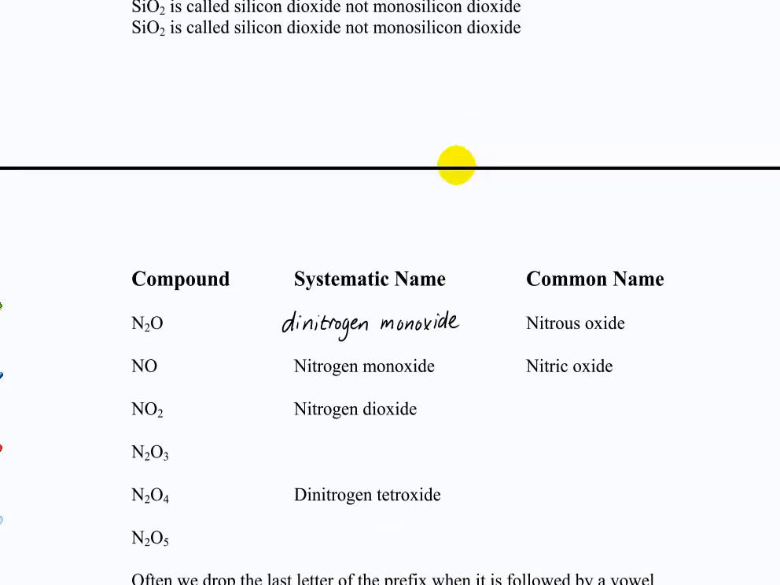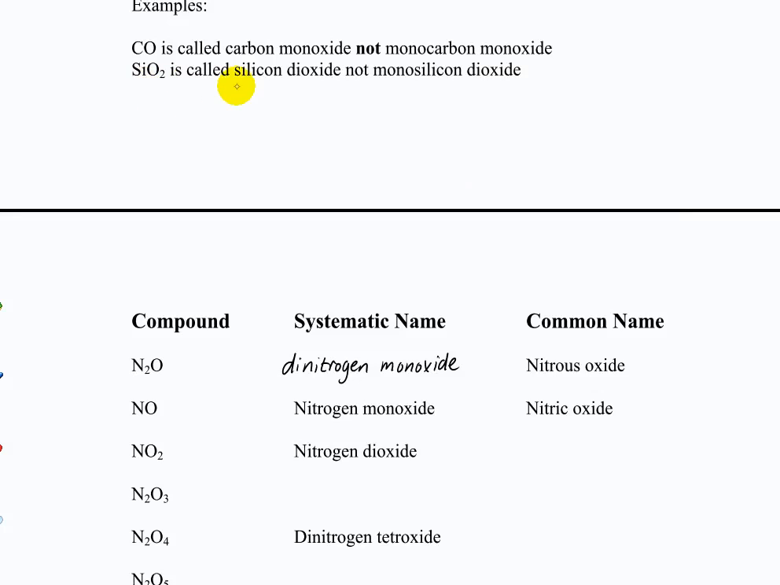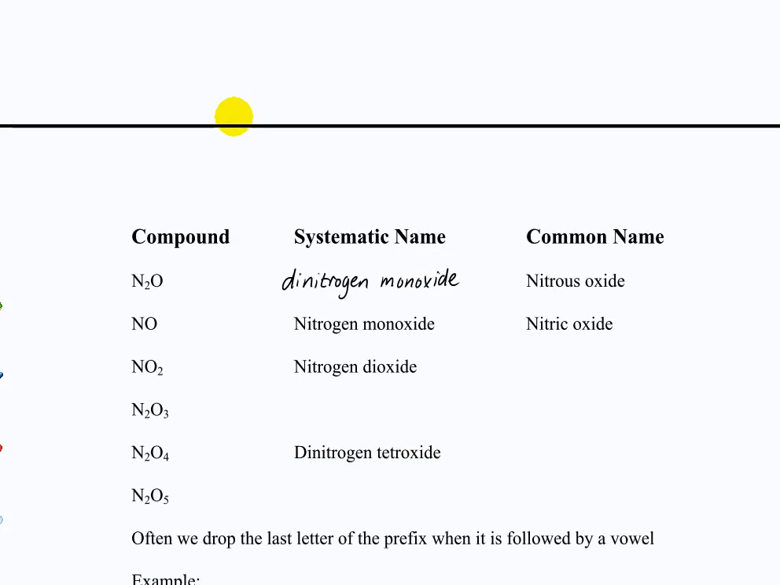The only thing then to watch out for: you don't say mono for the first one. So CO is carbon monoxide, not monocarbon monoxide. And SiO2 would be silicon dioxide, not monosilicon dioxide. Same thing down here. If there's just one at the beginning, it's nitrogen monoxide or nitrogen dioxide. You don't say mono for the first one. But you do for the next one. So that's it. You just put in exactly what is there. You just have to know what those prefixes are.